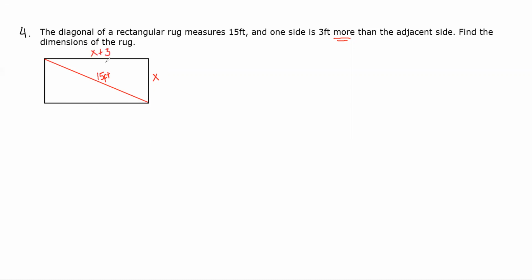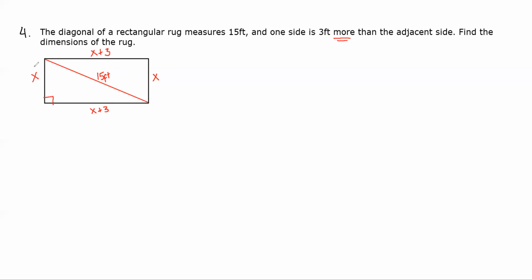Now, it doesn't matter if you put it up here or down here, this is still x. It's a rectangle, so the opposite sides are congruent. They're the same length. So we have 2 different right triangles here. It doesn't matter which one we work with because they're both exactly the same. We have a right triangle, so we can use the Pythagorean theorem.